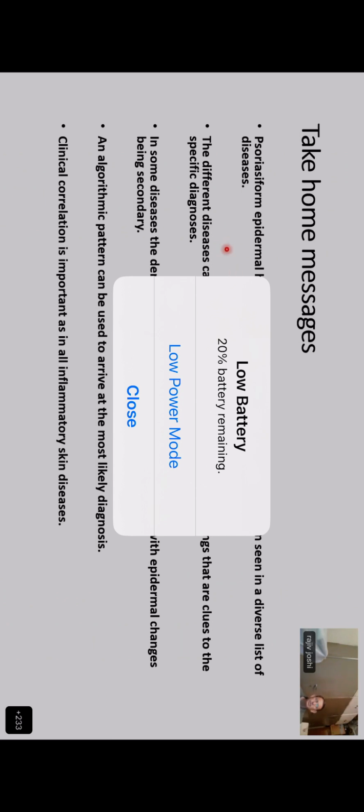So the take-home message would be psoriasiform epidermal hyperplasia is a very common reaction pattern seen in a diverse list of diseases. The different diseases can be differentiated by subtle epidermal findings that are clues. In some diseases, the dermal infiltrate is the predominant pathology. And of course, finally, clinical correlation is important.